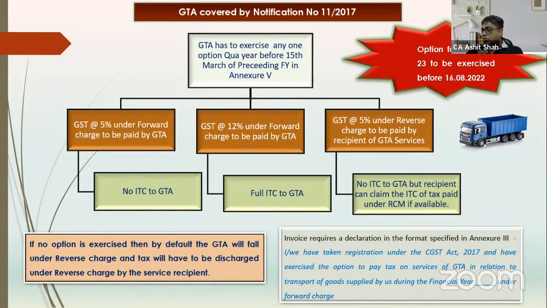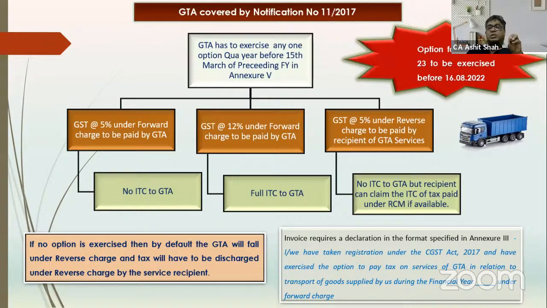Now suppose genuinely some transporter wanted to avail FCM, then can he file late? To my mind, suppose आज हमने डिस्कस किया और कोई बंदा रह गया था, उसको पता चला today we are on the 26th of August, उसे पता चला कि मुझे करना चाहिए, now 16th August is gone. So can he file the exercise? To my mind, yes, he can very well do it because this is a procedural error and accordingly the delay has to be condoned, and the option can also be exercised to discharge the tax liability under the FCM. वो ले सकता है.